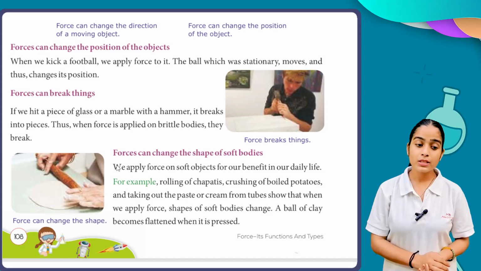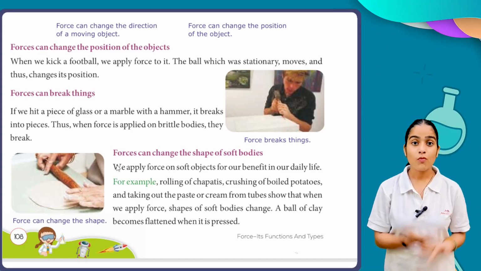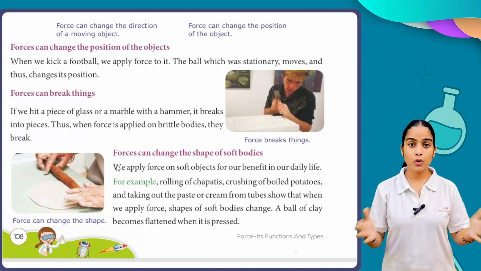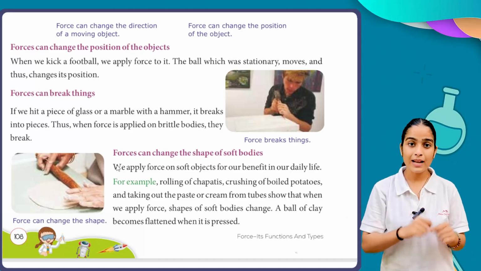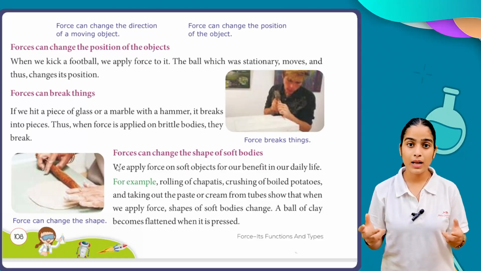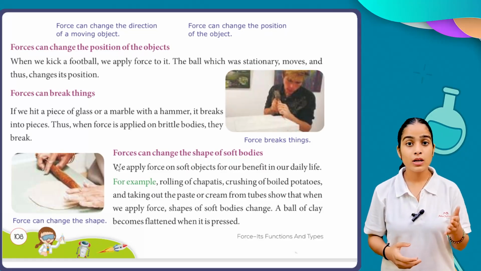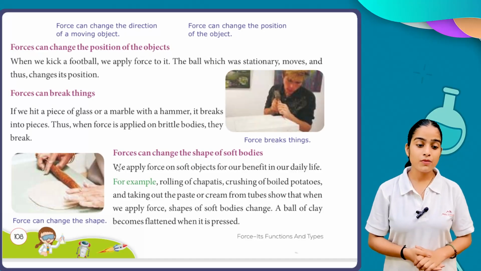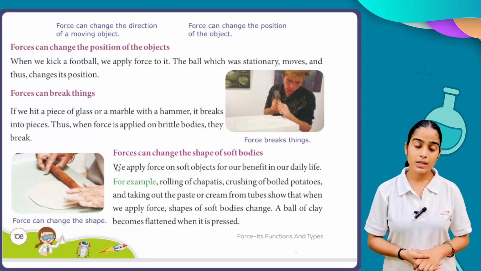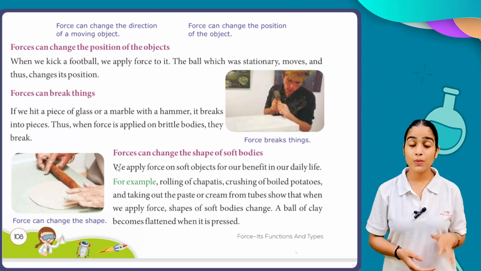Next, we have force can break things. One of the examples you have is when you have a big dough of wheat, you just take a small part of it and start making your chapatis. So with the help of force, you can also break things. Let's understand it in detail. If we hit a piece of glass on a marble with a hammer, it breaks into pieces. Thus, when force is applied on brittle bodies, they break. So with the help of force, we can also break things.